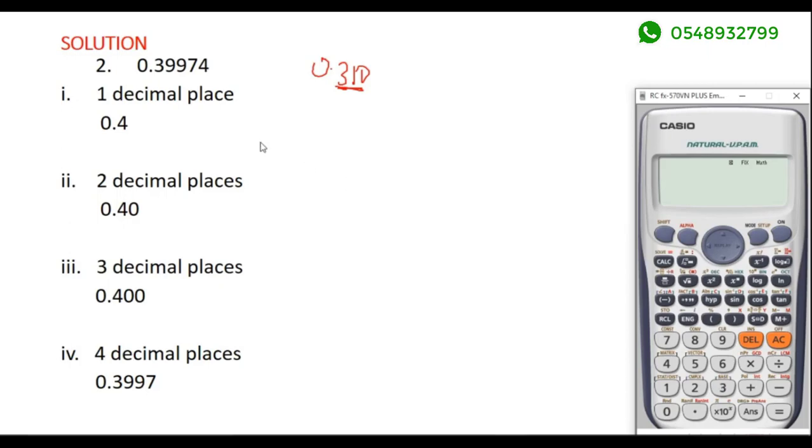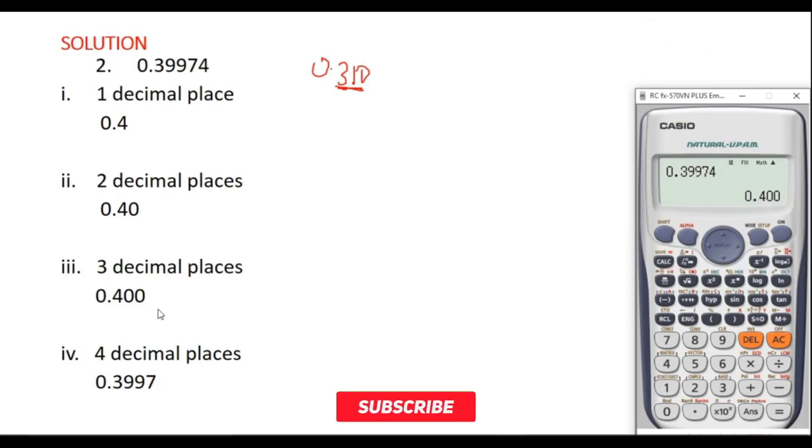So the number you want to correct is in this case 0.3997, and we are correcting it to 3 decimal places. So we can see from here that in 3 decimal places we are getting 0.400 as we have in the question, as we have solved here. So our calculator is now in 3 decimal place mode.